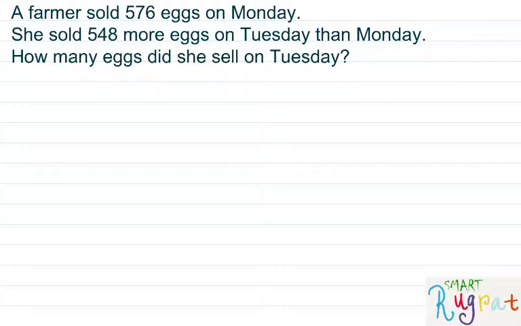A farmer sold 576 eggs on Monday. She sold 548 more eggs on Tuesday than Monday. How many eggs did she sell on Tuesday?